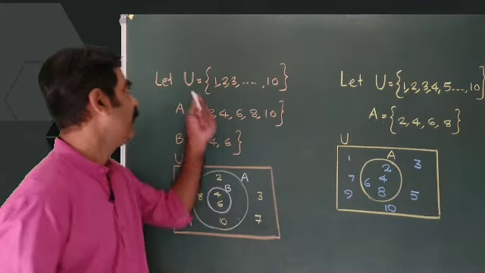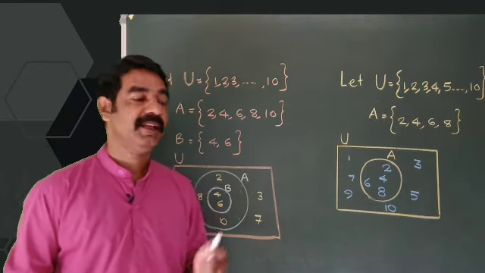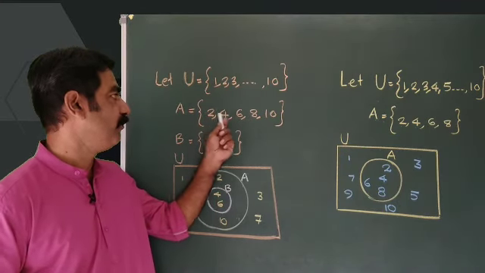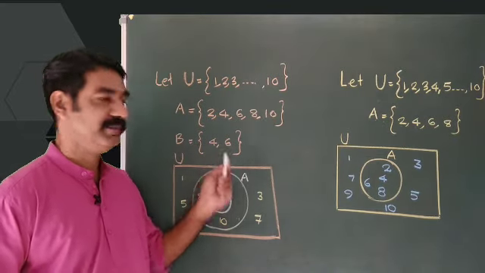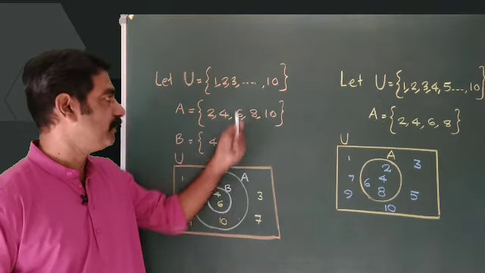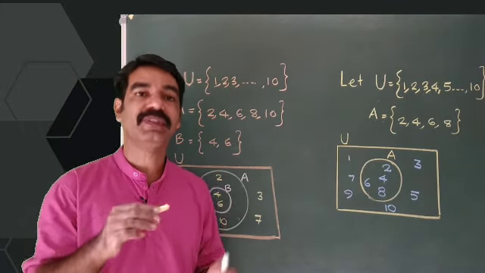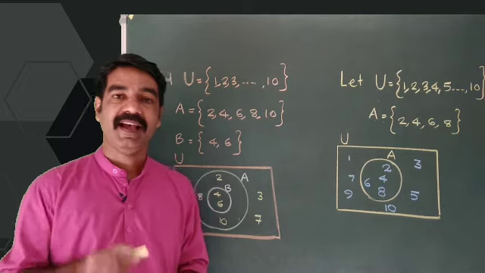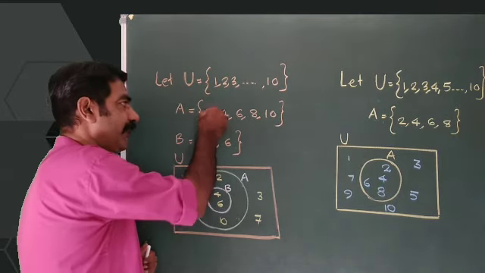A subset of U. We can consider one more example. See here, let U = {1, 2, 3, ... up to 10} and A = {2, 4, 6, 8, 10} and B = {4, 6}. So these two are subsets of U. Okay, A and B are two subsets of U. Again, another important concept is B is a subset of A also.